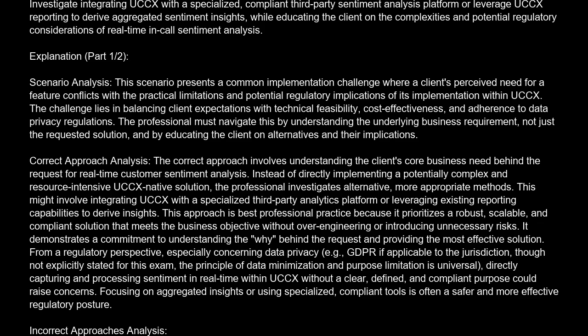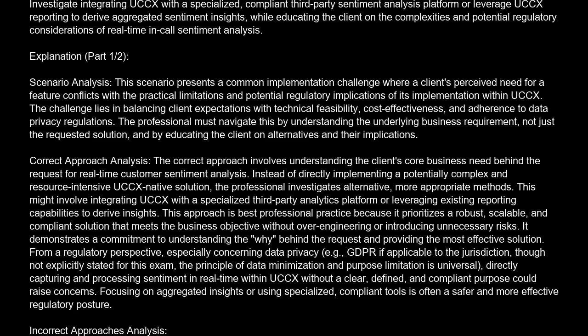The correct answer is D. Investigate integrating UCCX with a specialized, compliant third-party sentiment analysis platform, or leverage UCCX reporting to derive aggregated sentiment insights, while educating the client on the complexities and potential regulatory considerations of real-time in-call sentiment analysis.